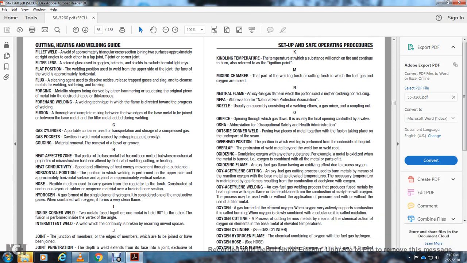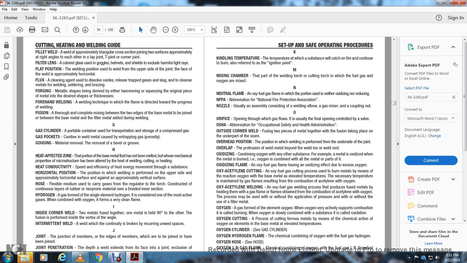Oxyacetylene cutting: an oxy-fuel gas cutting process used to cut metals by the reaction of oxygen with the base metal at an elevated temperature, the necessary temperature being maintained by the gas flames resulting from the combustion of acetylene and oxygen. Oxyacetylene welding: an oxy-fuel gas welding process to produce fused metal by heating with gas flames obtained from the combustion of acetylene with oxygen. The process may be used with or without application of pressure, with or without the use of a filler metal.